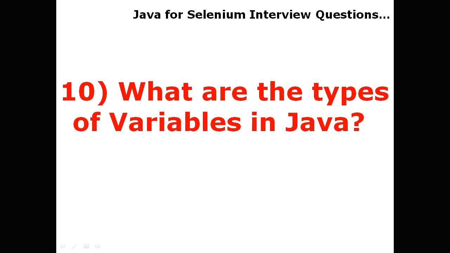Java has 3 types of variables. One is instance variables, a variable that is declared inside the class but outside the method. Second one, local variables, a variable that is declared inside the method. Third one, static or class variables, a variable that is declared as static, it can't be local.